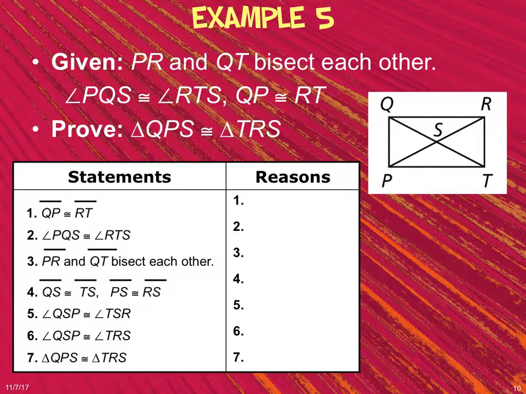The moment you've all been waiting for. Okay. All right, so let's see how much of this we can work through together. So it says, given PR and QT bisect each other, angle PQS is congruent to RTS, and PQ is congruent to RT. Prove that triangle QPS is congruent to triangle TRS. So kind of work backwards.